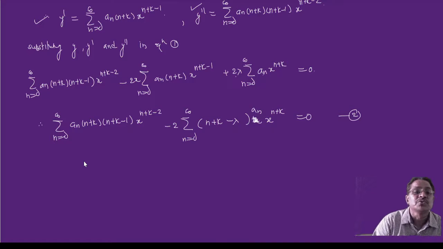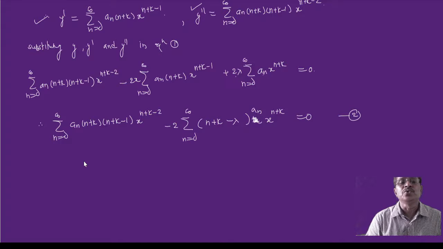So I get the summation n equal to 0 to infinity a_n times (n plus k) into (n plus k minus 1) multiplied by x raised to n plus k minus 2, minus 2 into summation over n equal to 0 to infinity. The coefficient of this is n plus k, the coefficient of this is plus lambda. So the negative sign of this comes to be (n plus k minus lambda) into a_n into x raised to n plus k, that is common to both the terms 2 and 3. So that is what rewriting I get this term.